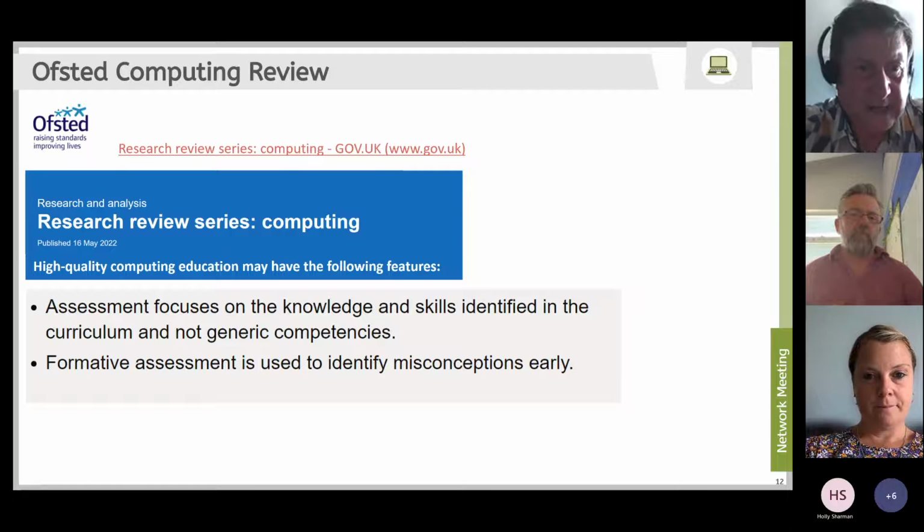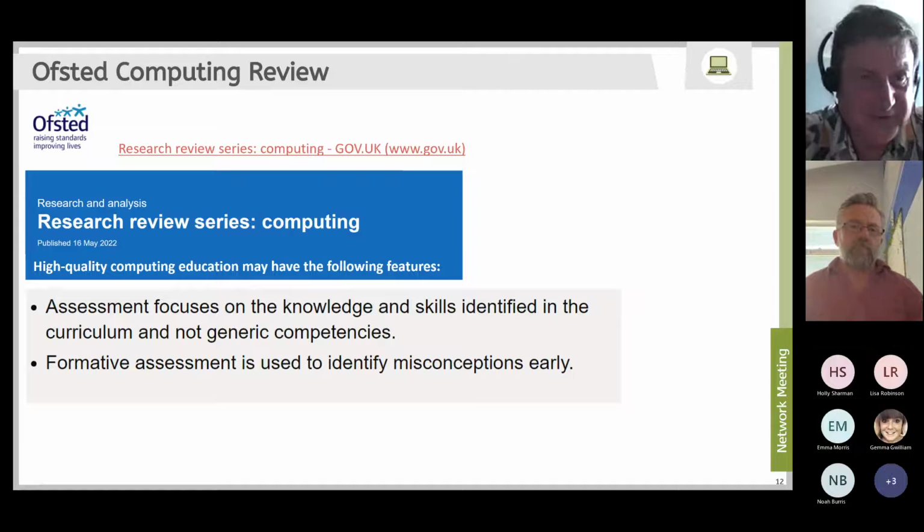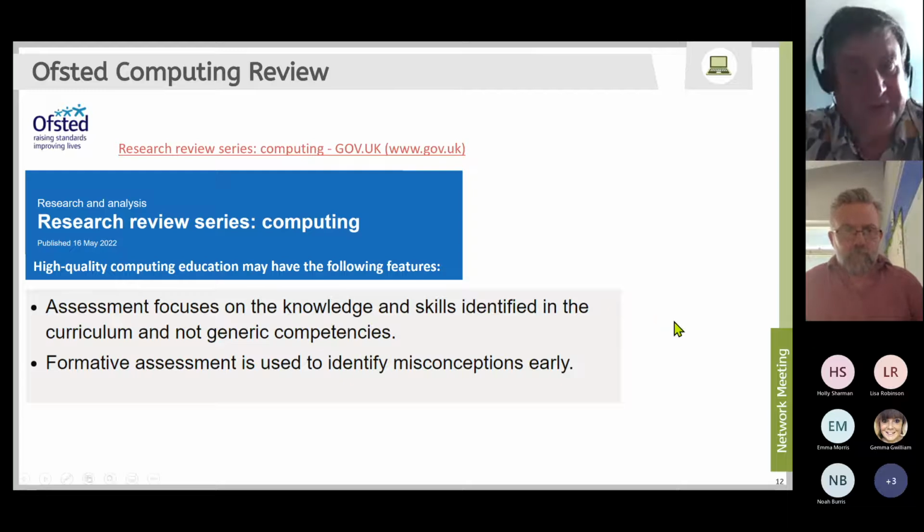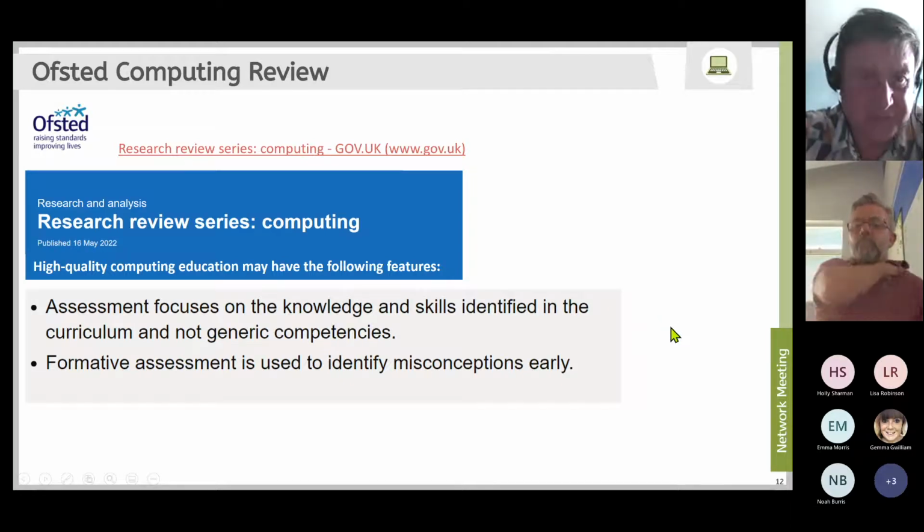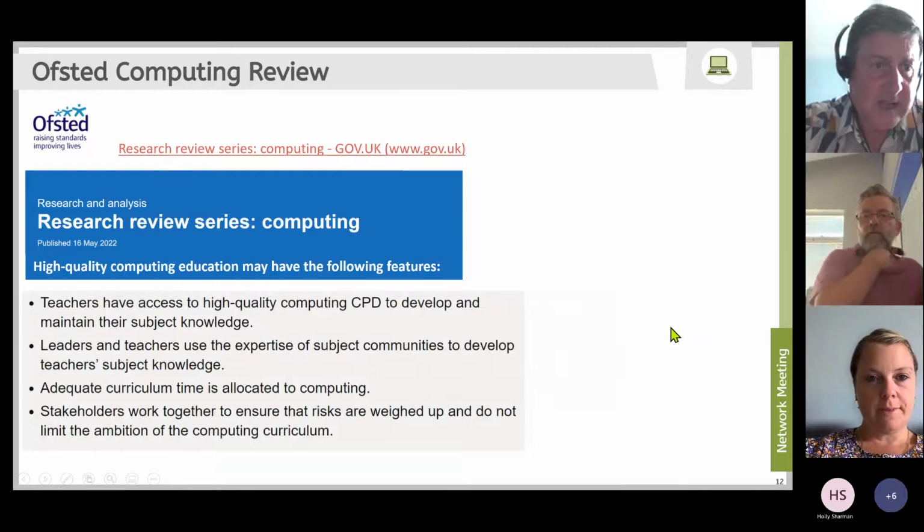And finally, assessment: focus on the knowledge and skills identified in the curriculum, not generic ones. So that's important. And then using formative assessment, which is again part and parcel of Rosenshine.